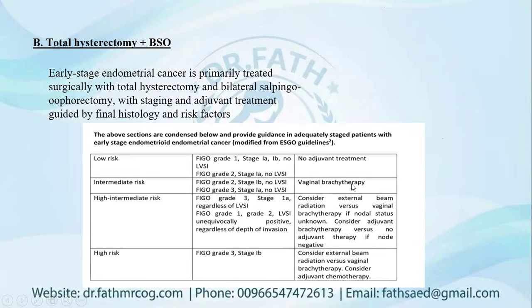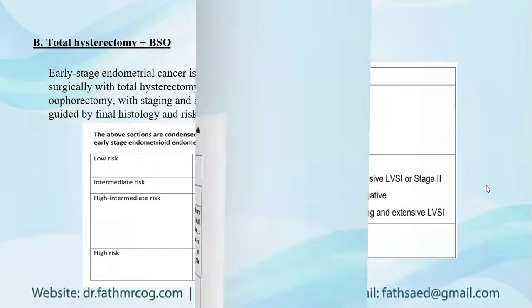Remember this one. And if the patient has high intermediate risk, consider external beam radiation versus vaginal brachytherapy. And if the patient is very high risk, it will be FIGO grade 3, and consider external beam radiation versus vaginal brachytherapy, consider adjuvant chemotherapy. This table is very important when you come to endometrial cancer.